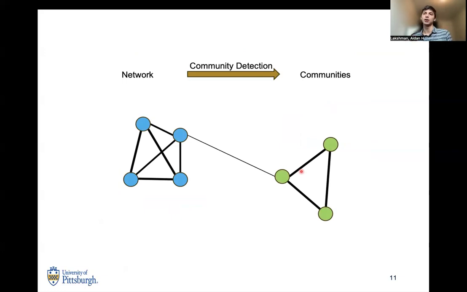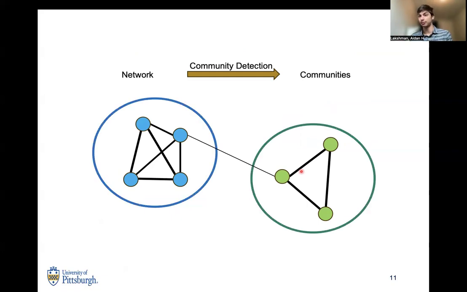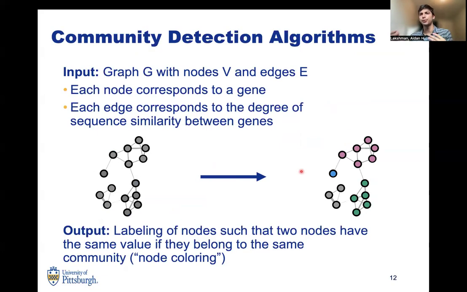Given some network, community detection algorithms, again, identify communities. To put it in a more concrete way, the inputs of any community detection algorithm are some graph defined in the usual way with nodes and edges on the nodes. And the output is some node labeling such that two nodes are in the same community if they have the same label.